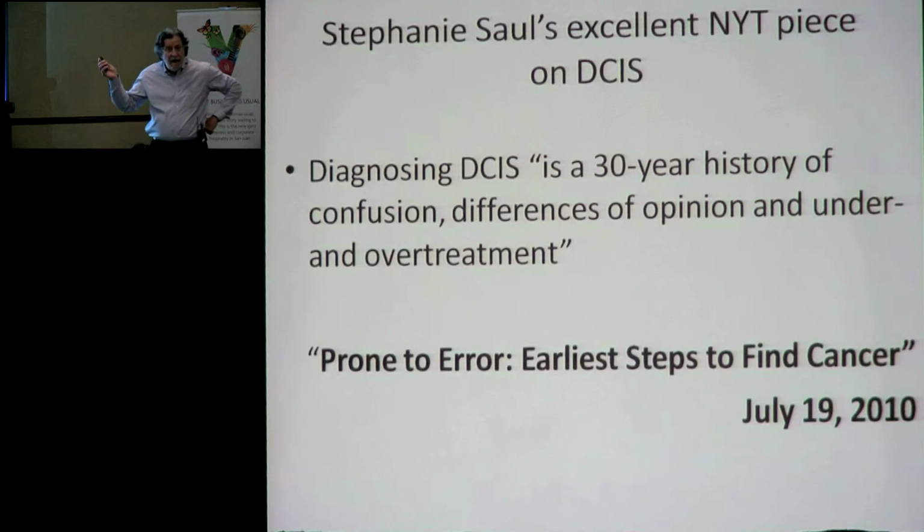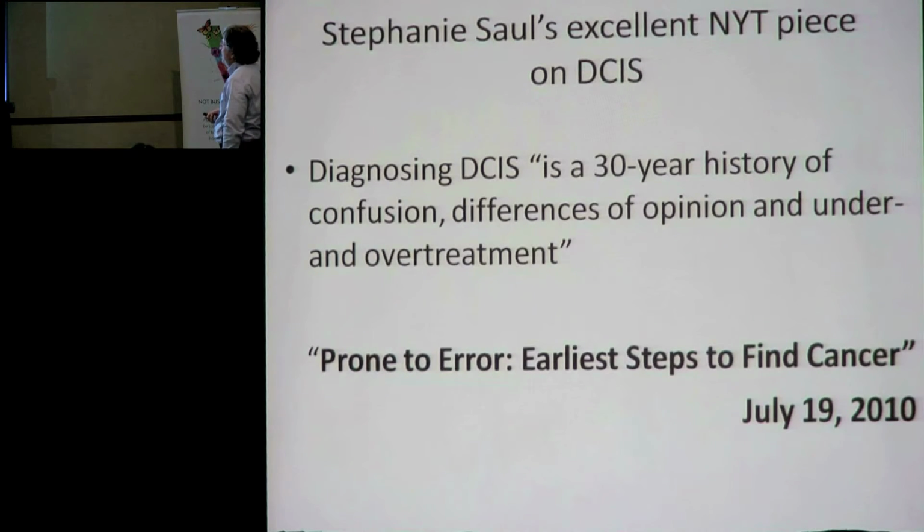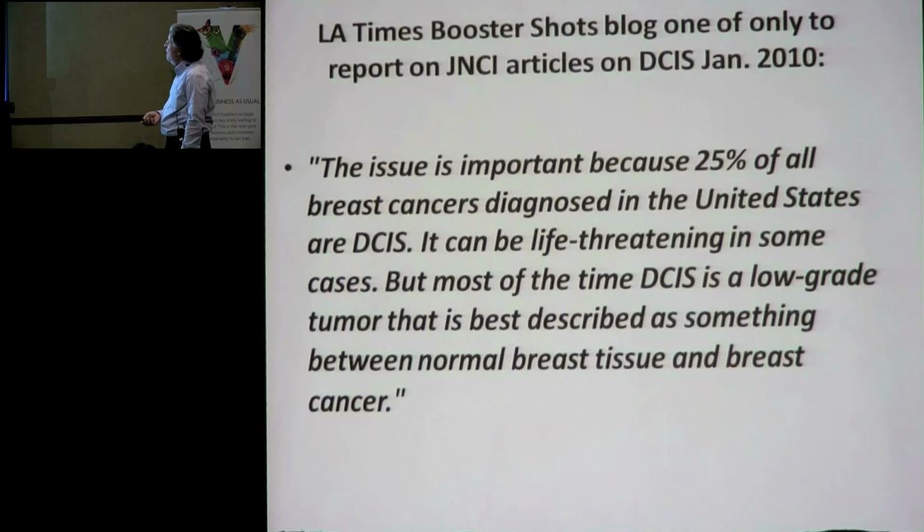This is an excellent piece that Stephanie Saul wrote on this topic of DCIS in the New York Times. She wrote that diagnosing it is a 30-year history of confusion, difference of opinion, and under and over treatment. You can look up that story yourself if you'd like. This was an excellent story, reporting on a series of articles in the Journal of the National Cancer Institute on DCIS.